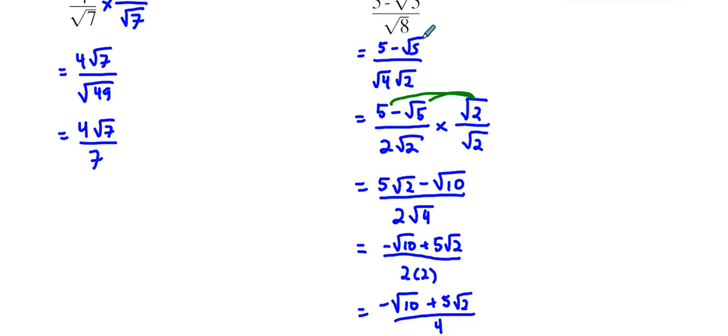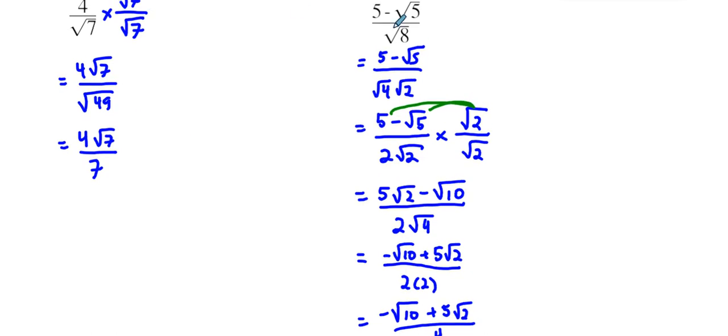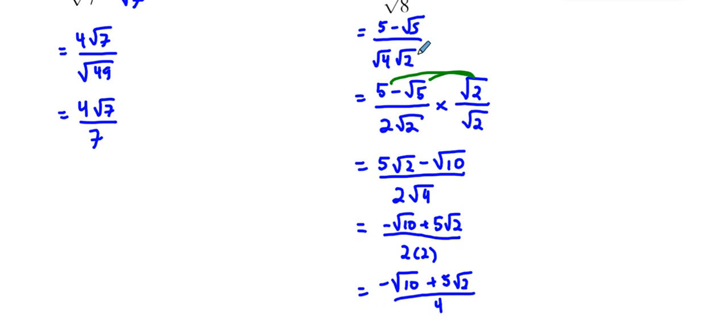Okay, so always check and look for ways to reduce the fraction, or reduce the radical rather, before you start. And then we're multiplying top and bottom by the radical that you see in the denominator. Now this method only works when there's one term only in the denominator.